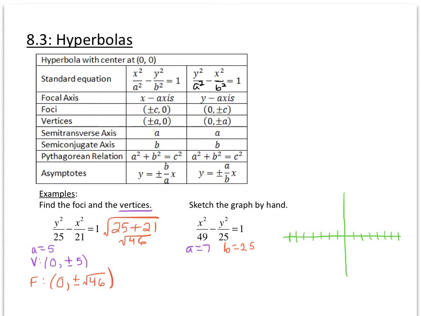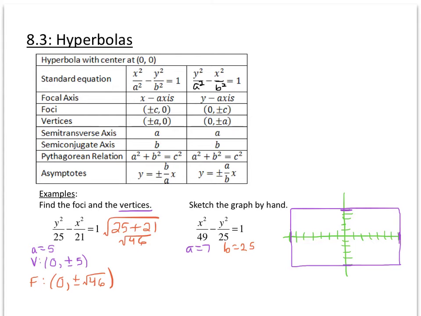And what we do is, from here, we normally on an ellipse draw an ellipse. But here, we're not drawing an ellipse, we're drawing a hyperbola. So we're going to draw a box. That box is going to be 7 to the left and to the right because the 7 is under x. And it's going to be up and down 5 because 5 is underneath y. And so draw yourself a nice quadrilateral. Okay, step 1, draw your box.